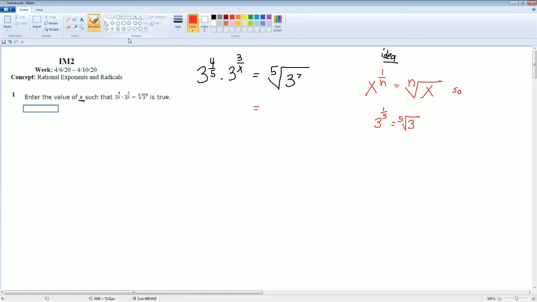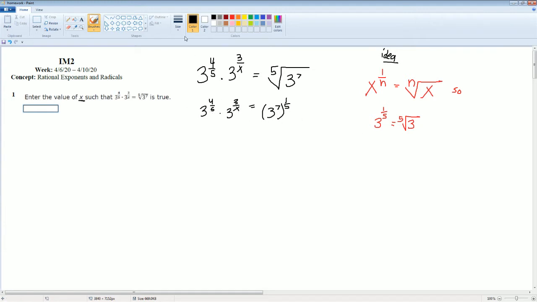All right. The number inside here is 3 to the 7, and the radical 5 becomes 1/5. Now it's starting to look almost the same, right? Now we have to get this to look something like that.